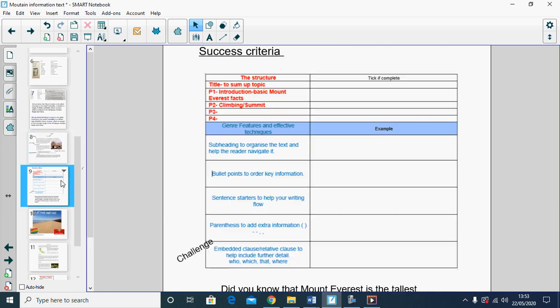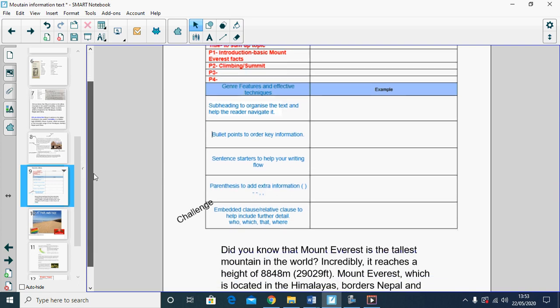So let's just check that we know the structure. We know we've got to put our title. We know our paragraph 1 is our introduction. Our paragraph 2 is about climbing the summit, and then paragraph 3 and 4, you guys can choose what you want to do. We know we're going to put subheadings, bullet points, sentence starters, easy peasy. We can do all this stuff, can't we?